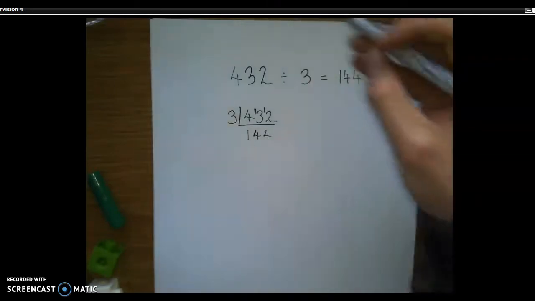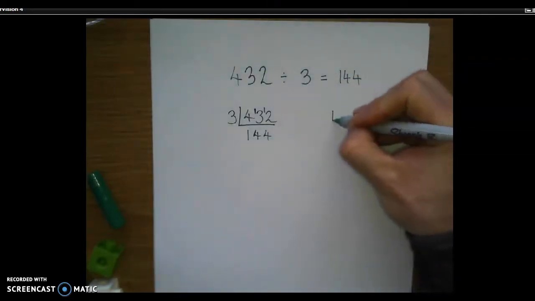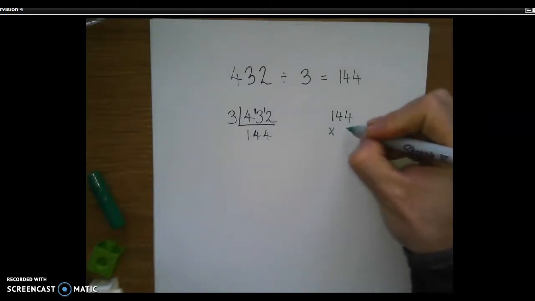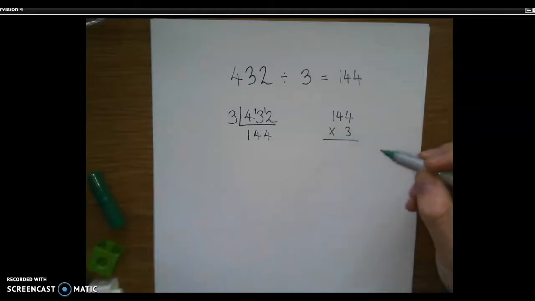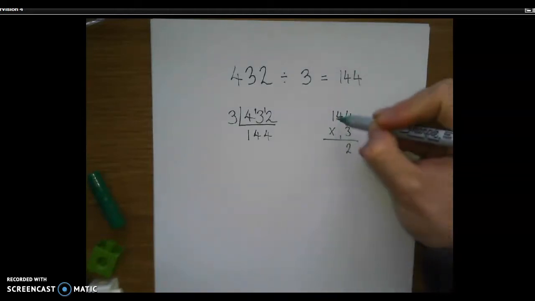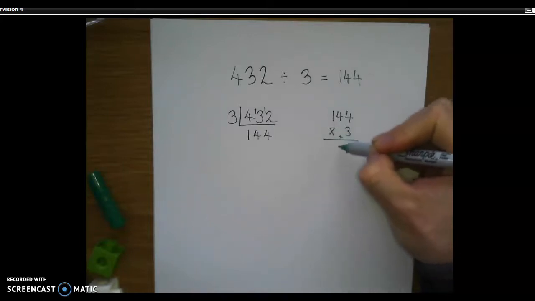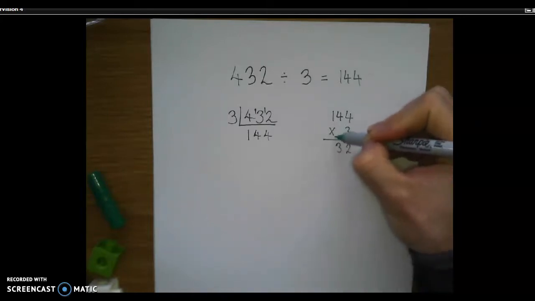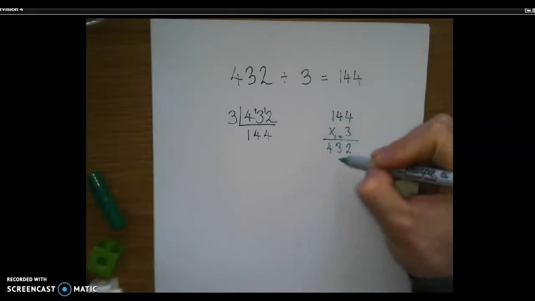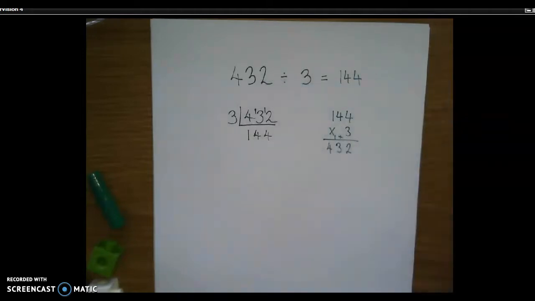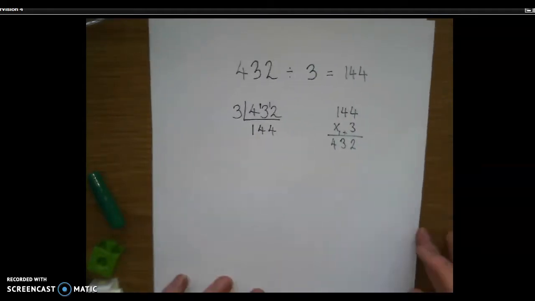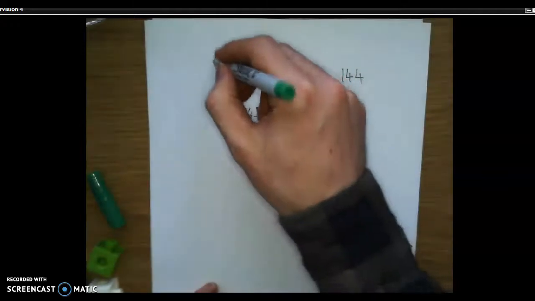So let's go backwards to see if we're correct. 144 multiplied by 3. 4 times 3 is 12. 4 times 3 is 12 plus 1 is 13. And 1 times 3 is 3 plus 1 is 4. 432.